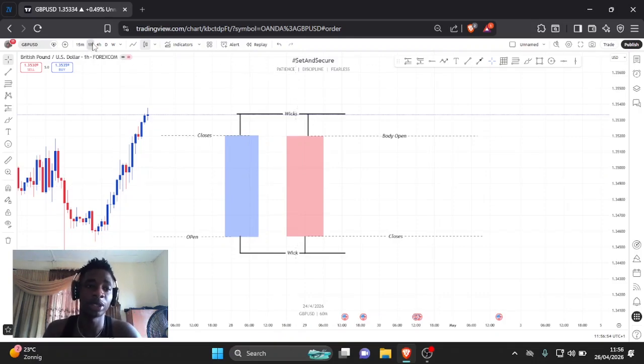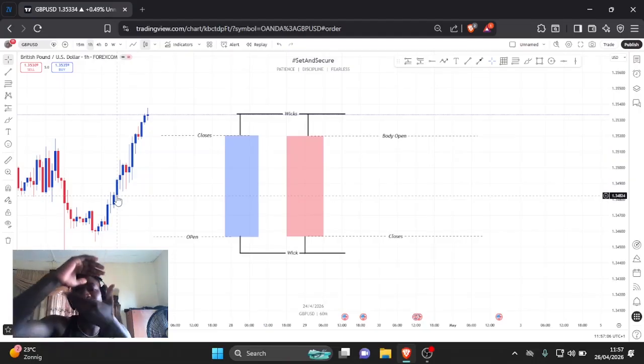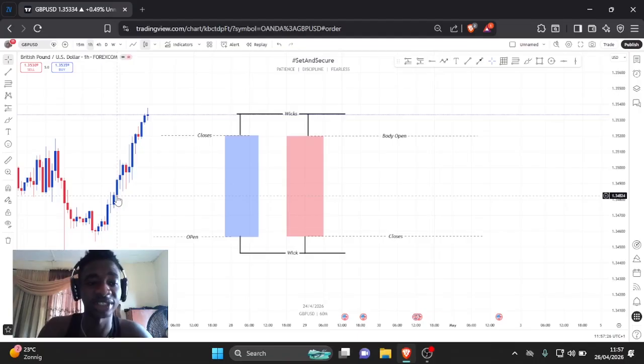Now I'm on the 1 hour time frame. That means each candle you're seeing here is 1 hour. So after 1 hour, the market tries to create data for 1 hour and give you a body close. This is the data that I've come to get. So sometimes you can see a candle that is as small as this, sometimes a candle that is as big as this, sometimes a candle that is very small. So these are the data.